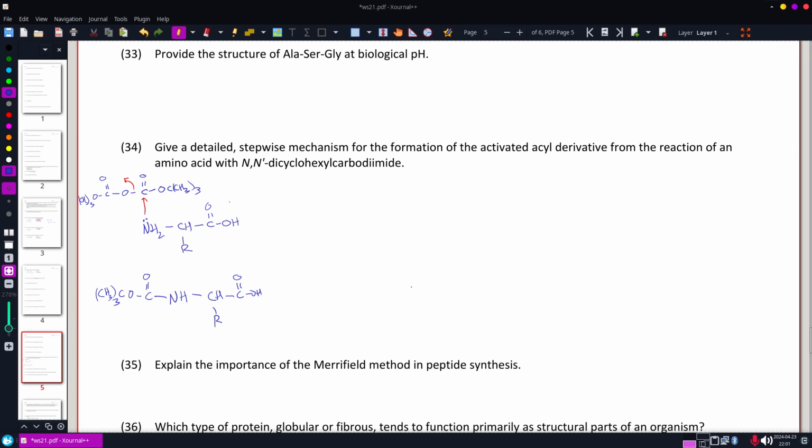dicyclohexylcarbodiimide. Alright, so that's my next thing that I'm going to add, and that's a pretty ugly looking structure. It has 2 of these carbon-nitrogen double bonds, and on either side of the nitrogen you have the cyclohexyl group. Alright, this gets pretty interesting how what happens now. So one of these nitrogens, lone pairs, is going to swing over here, attack that hydrogen.